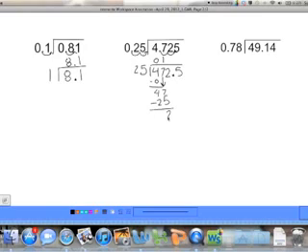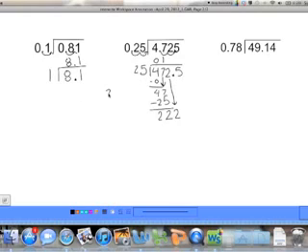7 minus 5 is 2. 4 minus 2 is 2. We have to bring down our next number. So let's count by quarters again. We have 25, 50, 75, $1 or 100, 125, 150, 175, $2 or 200. That's 8 quarters. 225 is going to be too big.